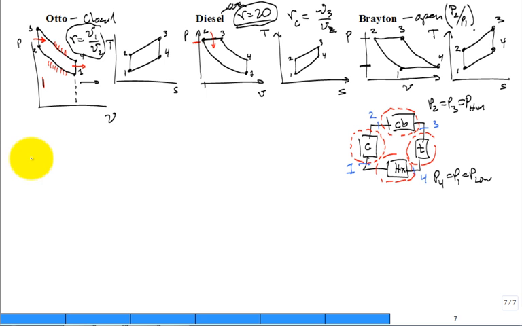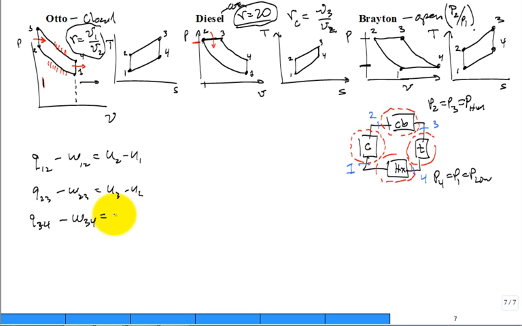So for 1 to 2, we have Q 1 to 2 minus the work 1 to 2 is equal to U2 minus U1. Does that equation make sense to you? And then Q 2 to 3 minus work 2 to 3 is equal to U3 minus U2. And then Q 3 to 4 minus the work 3 to 4 equal to U4 minus U3. And then Q 4 to 1 minus the work 4 to 1 equal to U1 minus U4. So that's the first law of thermodynamics for each of those closed system processes in the Otto cycle.